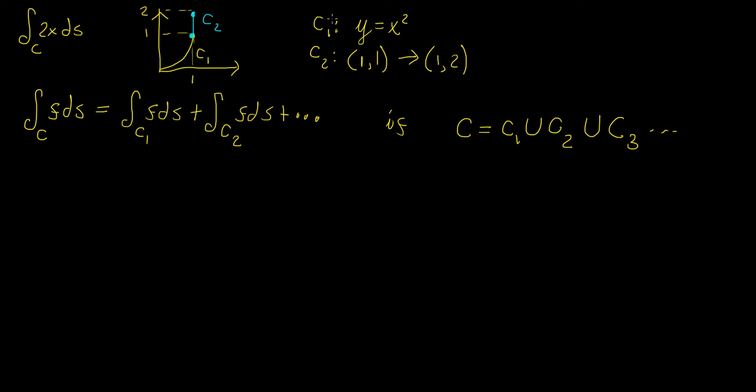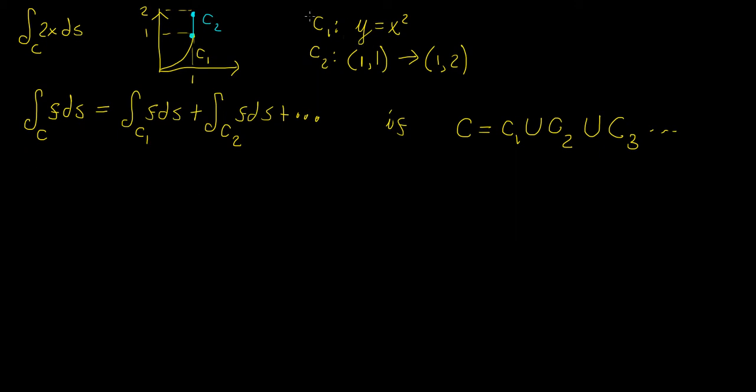So what they tell us is that C1 in this case is just a parabola, so it is defined by this function, and the curve C2 here is just a straight line segment from the point 1, 1 to the point 1, 2. Now at this point we need to introduce the concept of linearity of line integrals. Basically, if your total curve is expressed as a union of different curves, then all you need to do to find the total line integral is just add up the contributions by each of those curves individually.